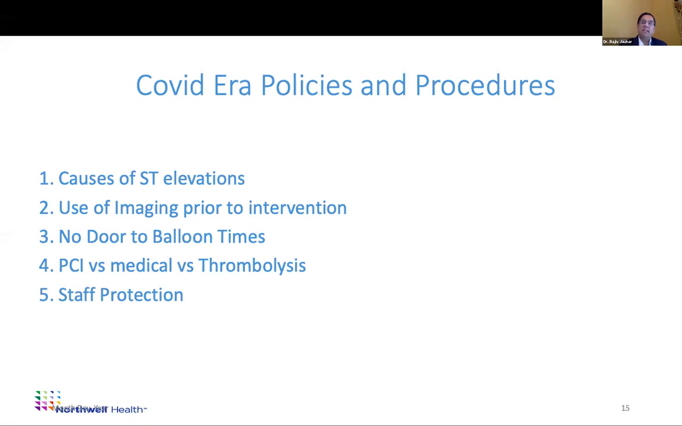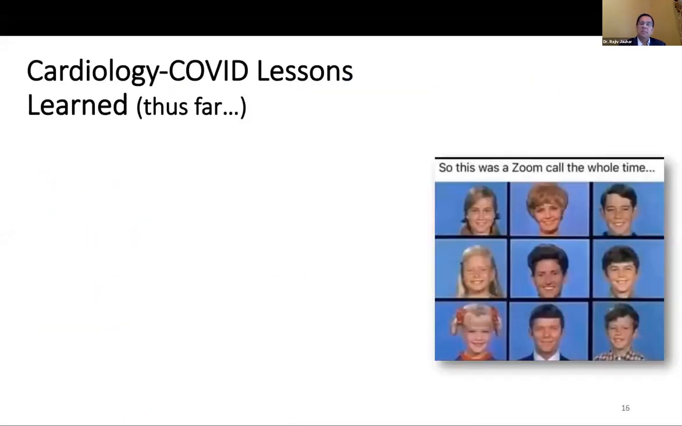Two got very sick, actually requiring a 100% non-rebreather. Eventually, God willing, they did well. But protection of the staff with proper PPE has been very, very important. Initially we had issues with N95 masks, but that's all gone away now as the number of patients has increased, the number of masks has increased.